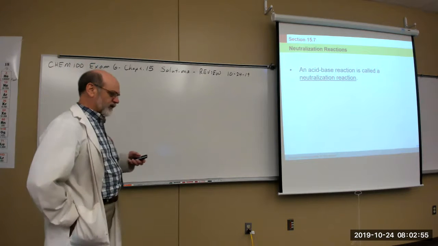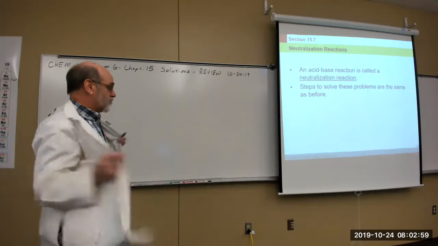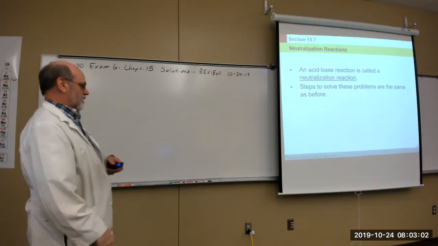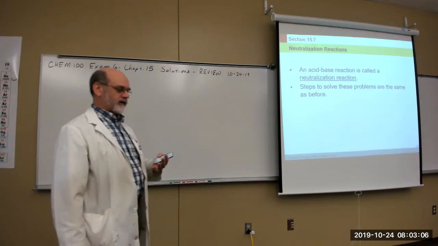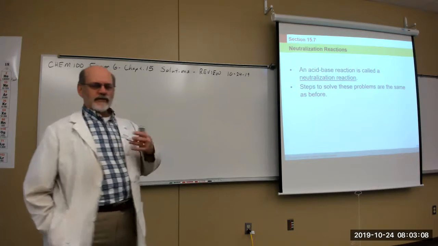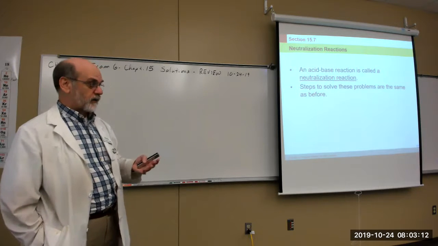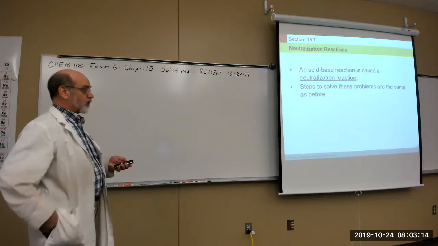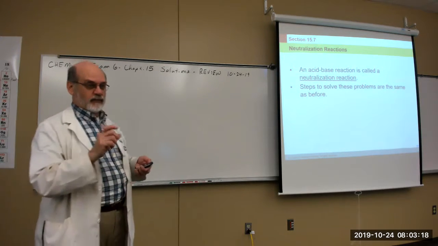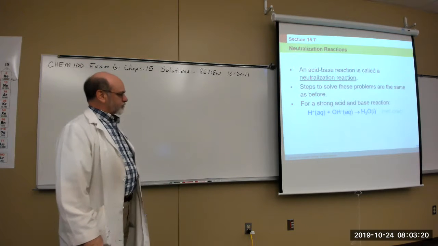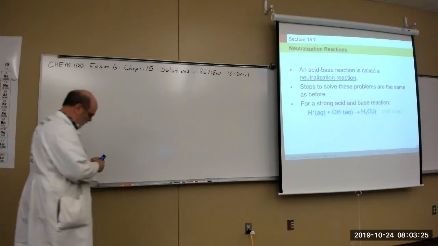So when you get an acid and a base reacting together, you have what we call a neutralization reaction. It's not a special reaction in terms of how you solve it, but sometimes it helps to recognize when you have a neutralization reaction and when you don't. Because then you're looking for indicators in the reaction to help you solve it.